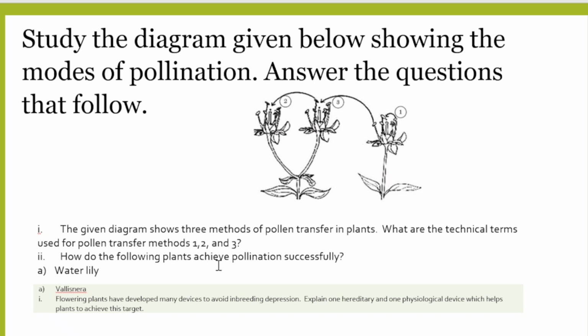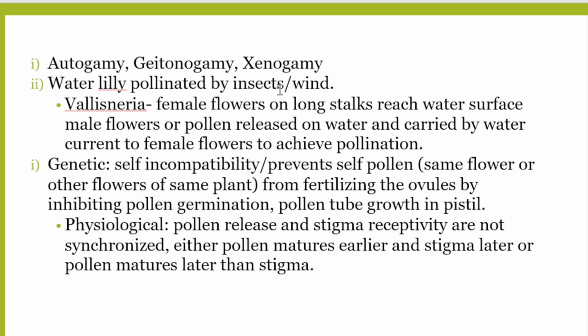How do the following plants achieve pollination successfully? One is water lily. In water lily, they are pollinated by insects or wind. Even though they are aquatic plants, the flower is on the surface of water and it is a colorful flower, so it can be pollinated by insects or wind. Whereas in the second case, Vallisneria, female flowers on long stalks reach the water surface. Male flowers or pollen are released on the water and carried by water current to female flowers to achieve pollination.